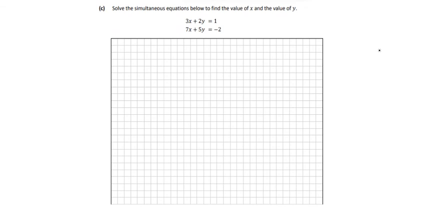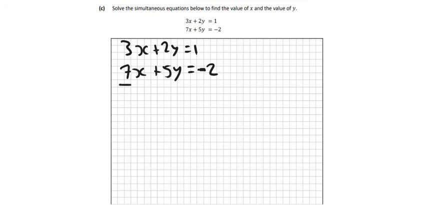Now, I'm going to write them out a little bit bigger here. So 3x plus 2y equals 1, and 7x plus 5y equals minus 2. Now, the first thing you have to do here, there's a few different ways people learn these, but the first thing that most teachers teach is, you've got to make either the x coefficient or the y coefficient the same.